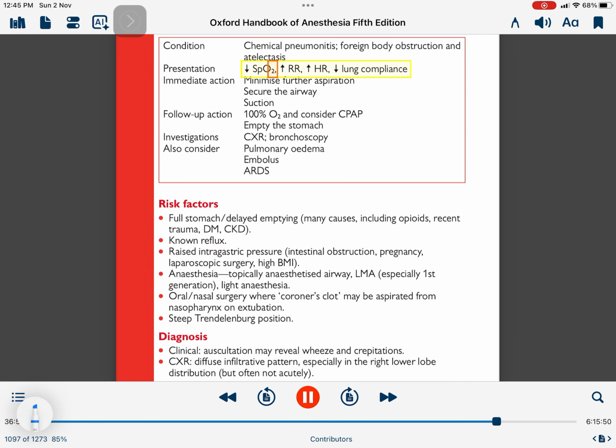Presentation: decreased SpO2, increased RR, increased HR, decreased lung compliance. Immediate action: minimize further aspiration, secure the airway, suction. Follow up action: 100% O2 and consider CPAP. Empty the stomach. Investigations: CXR, bronchoscopy. Also consider pulmonary edema, embolus.